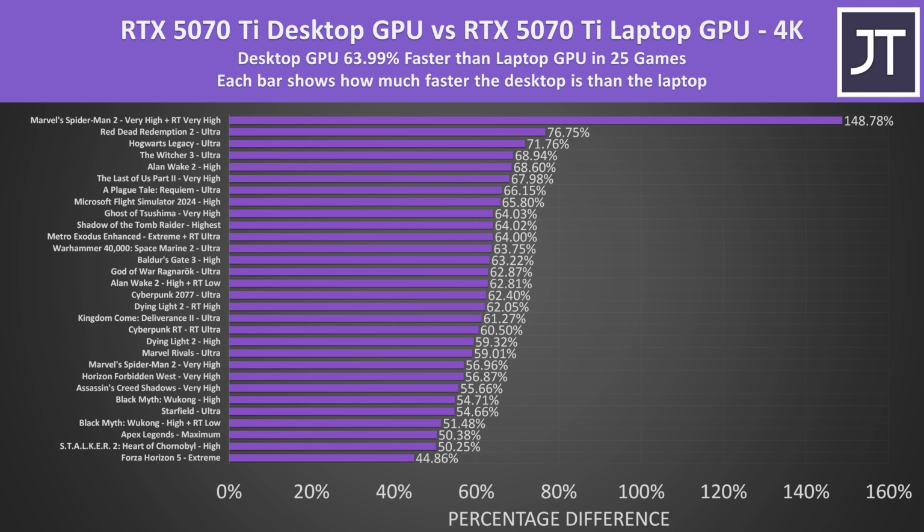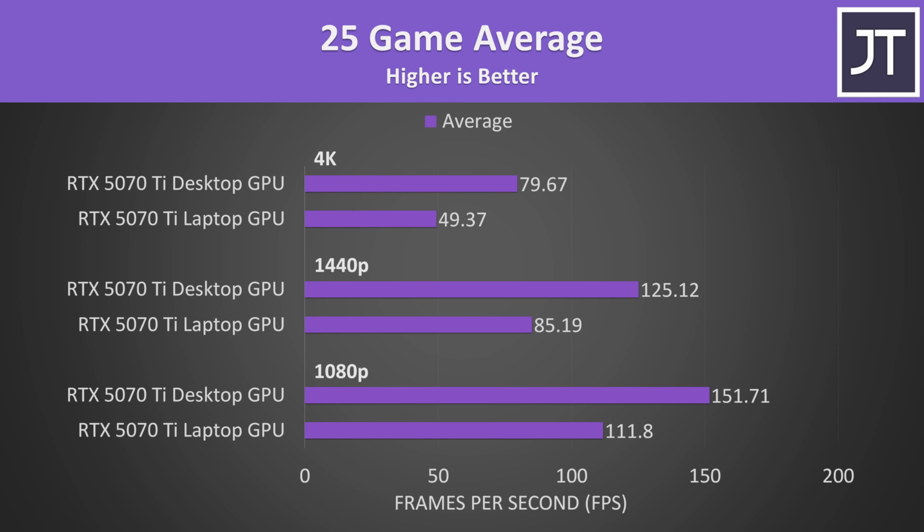Though, as we saw in many of the games tested, the 5070 Ti laptop GPU doesn't exactly offer what I'd classify as a good playable 4K experience, at least without upscaling. Here's how frame rates look if we instead take the average of all 25 games at all resolutions. I think this better allows us to visually see how much better the desktop is in a quick and easy summary.